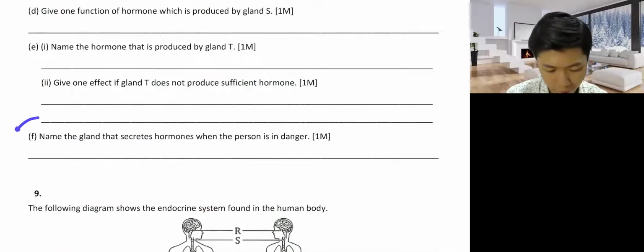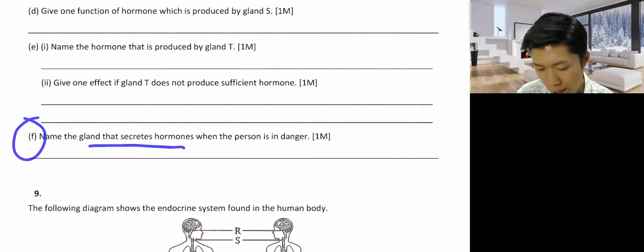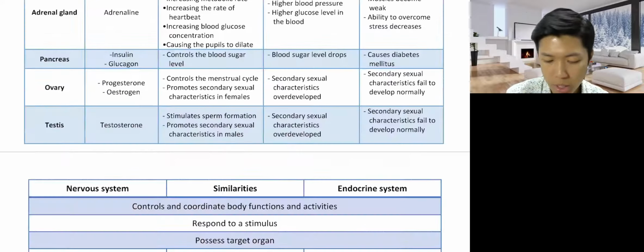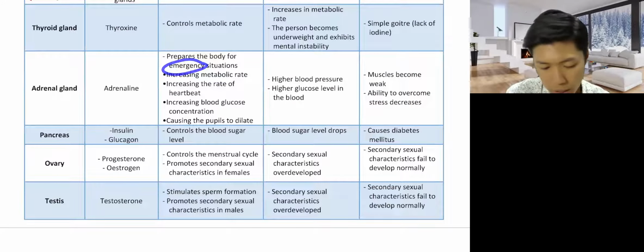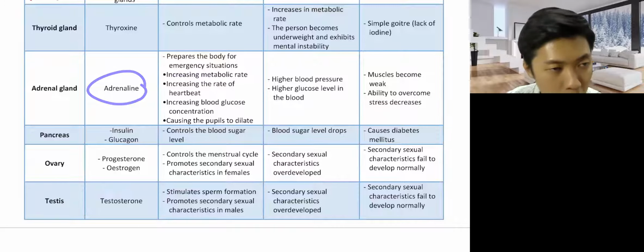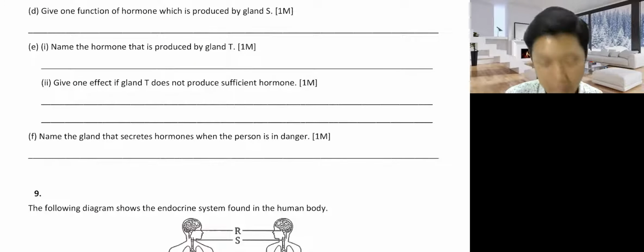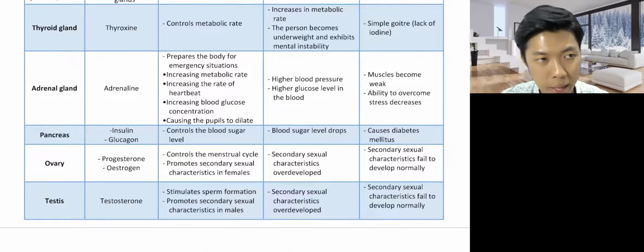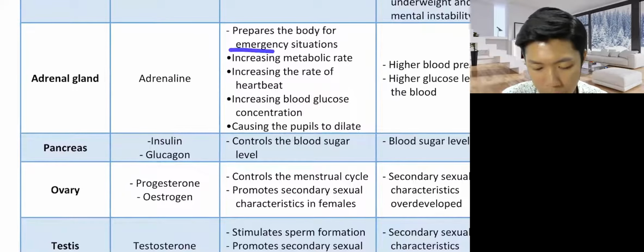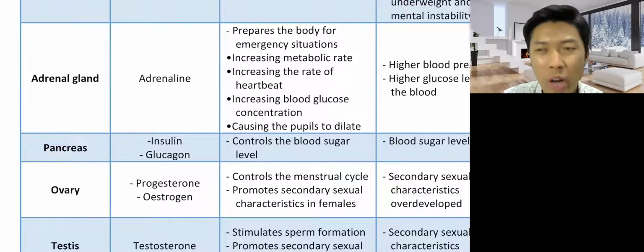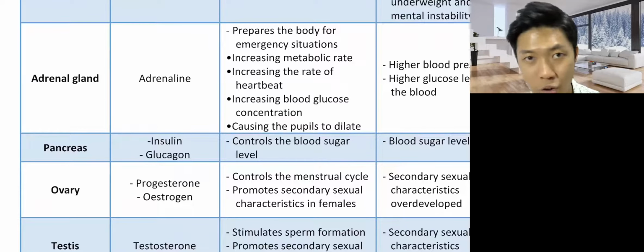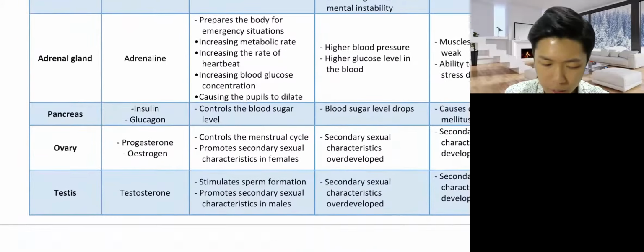Okay, question F. Name the gland that secretes hormone when a person is in danger. Emergency. Wait, hormone or gland? Name the gland. Be careful. Which is the adrenal gland. Now, in terms of emergency, it basically means danger or fear or horror, or you get angry. All these are under adrenal gland. Okay, no problem.